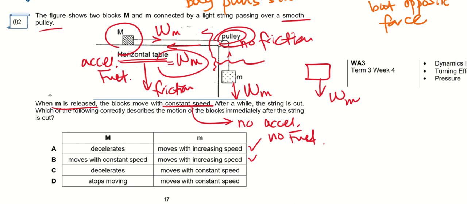For the capital letter M, the big block, the string is cut, so there's no longer a pulling force. However, it's still moving on a table that has friction, so it will actually decelerate. It won't stop moving right after this, because the question asks for immediately. Of course, after some time, after it decelerates, it will stop moving, but they are asking for the keyword immediately. So it's either A or C, and it will not move with constant speed because there's no longer a pulling force, but there is still a friction force. So the answer is A.